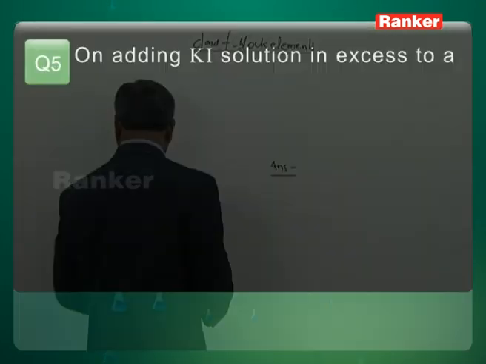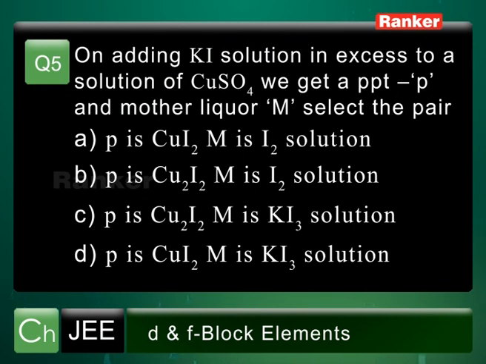Coming to the fifth question: on adding KI solution in excess to a solution of copper sulfate, we get a precipitate P and mother liquor M. Select the pair. Option A: P is cupric iodide, M is I2 solution. Option B: P is Cu2I2, cuprous iodide, and M is I2 solution. Option C: P is Cu2I2, M is KI3 solution. Option D: P is CuI2, M is KI3 solution.